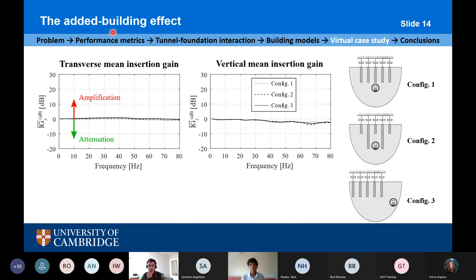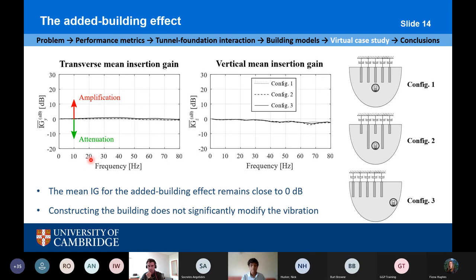If we look at the added building effect, so this is when we now add in the dashpots that represent the building, we see that the insertion gains are roughly around 0 dB, which means that adding in the building is not significantly altering the response that we're measuring at the coupling points between the building and the piles for all three different configurations. So as I said, we find that the insertion gain remains close to 0 dB over most of the range between 0 and 80 Hz. And that means constructing the building does not significantly modify the vibration.